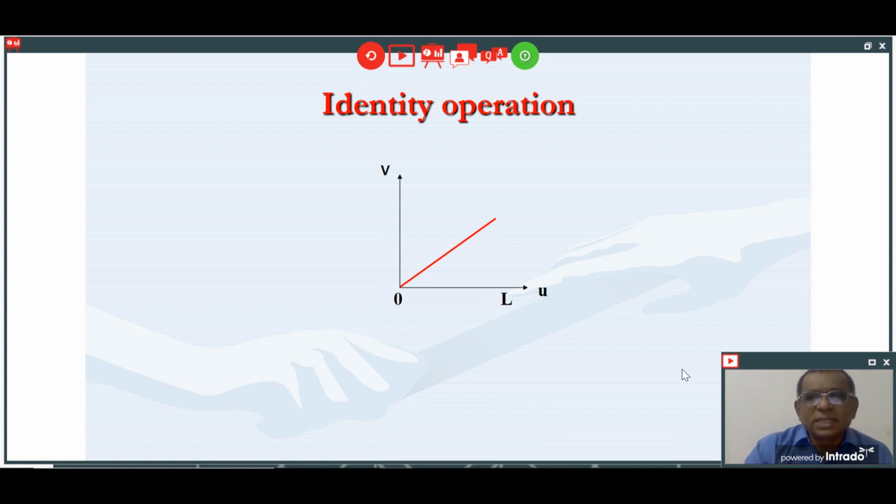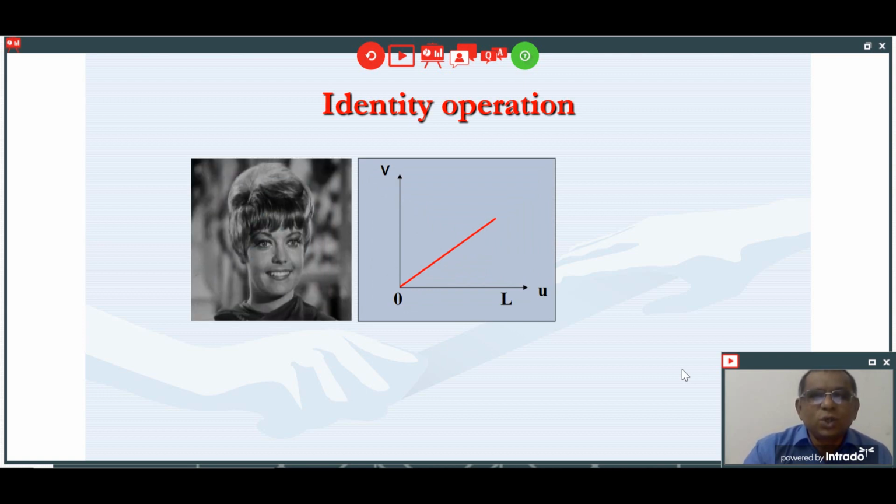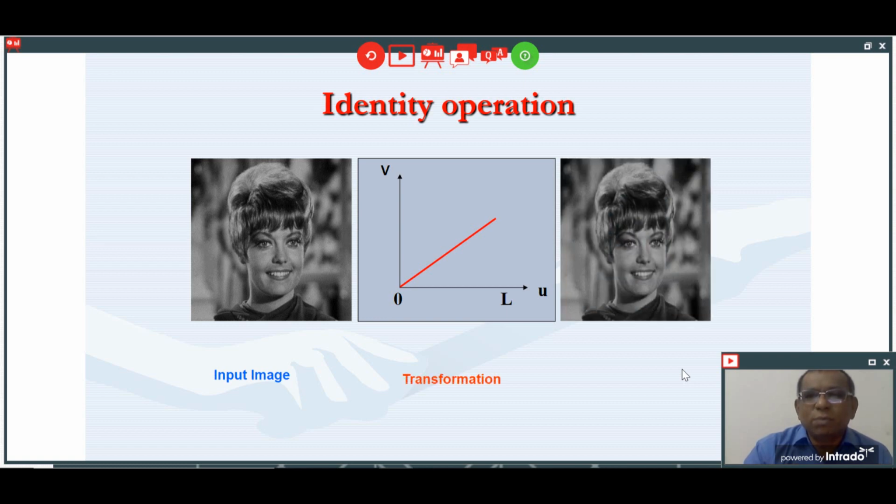Here U represents the input image, V represents the output image, L represents the maximum gray level. We can observe that it is a straight line passing through the origin. It is of the form y equal to mx. So if we pass an image to an identity operation like this, we will get the output image exactly the same as the input image.